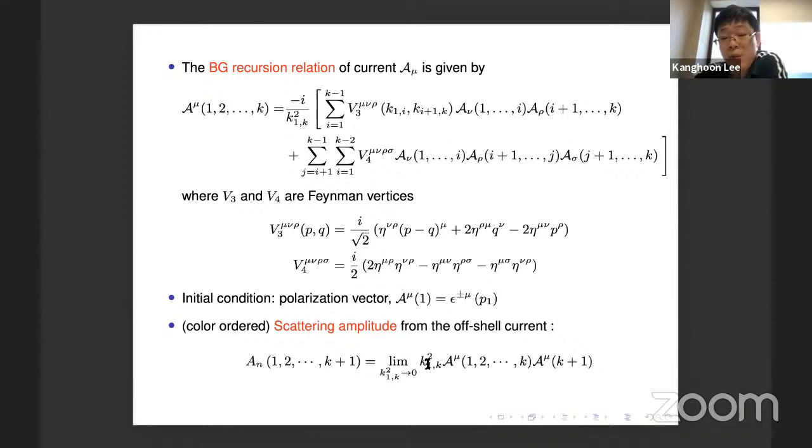The reason for multiplying by k squared is obvious. If we recall the LSZ formula, then we have to use amputated Feynman diagrams. In order to cut the propagator, or cancel the pole, we have to multiply by this. And then this really gives us the scattering amplitude, or it should be a color-ordered amplitude, but I'll skip that part.